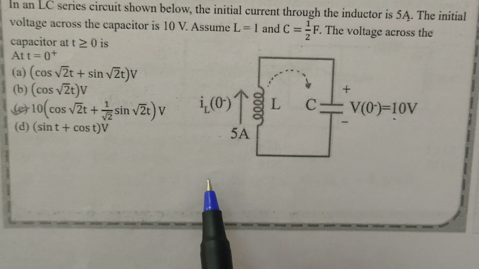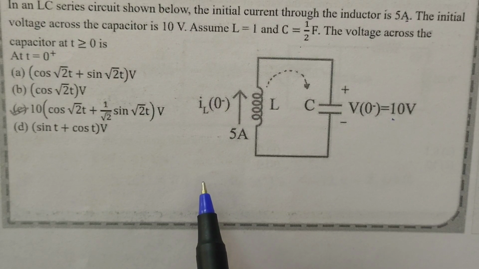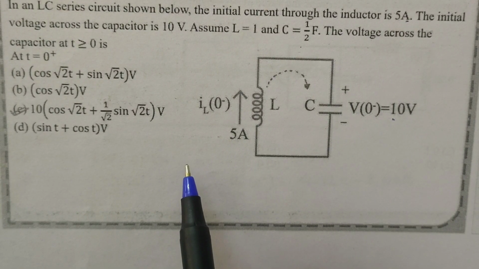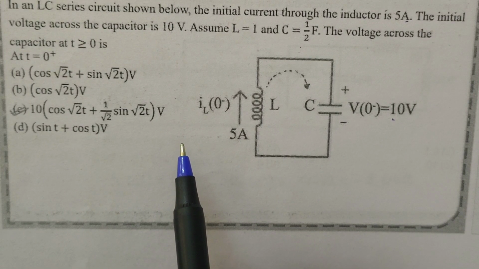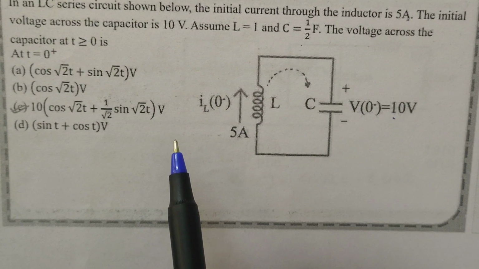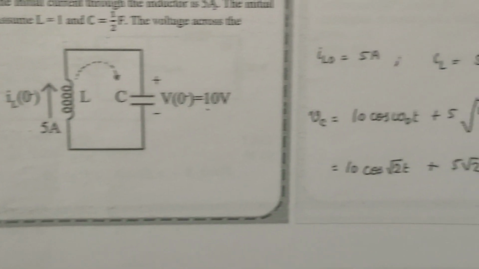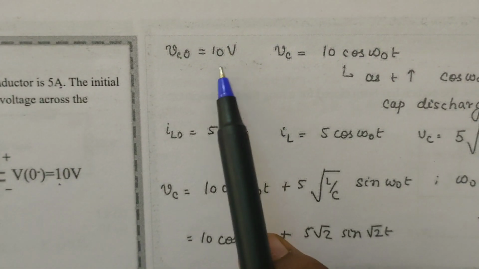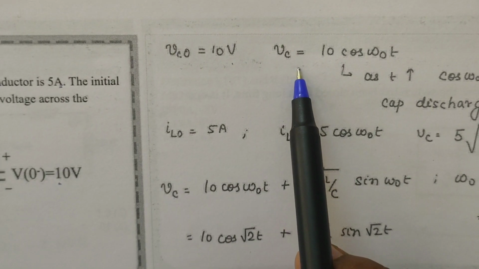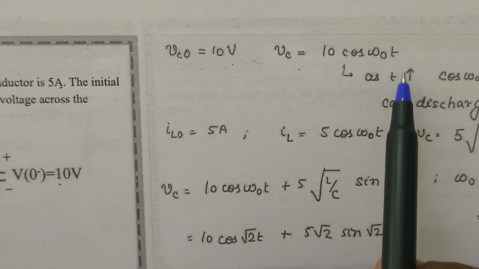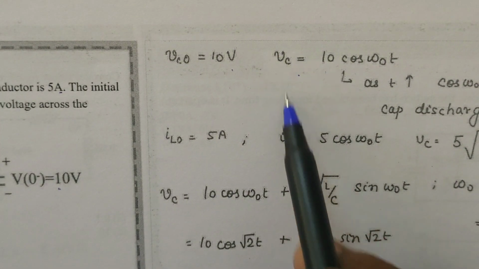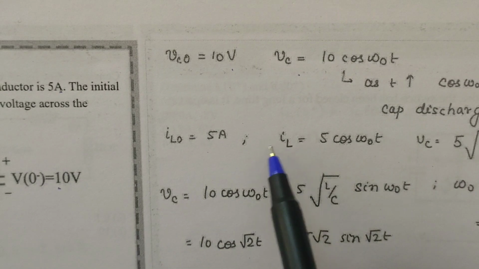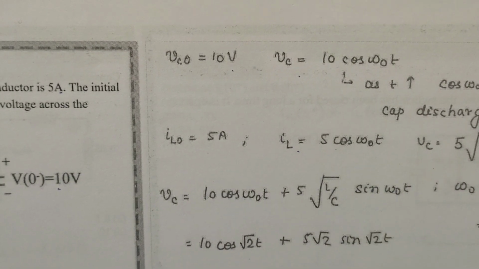See, when an initial voltage is given without any source, you will use initial voltage into cos omega t. If with source, you will use initial voltage into 1 minus cos omega t. Here he has given the initial voltage as 10 volts, so the voltage across the capacitor will be 10 cos omega t. As t increases, cos omega naught t decreases, meaning the capacitor voltage will get discharged.